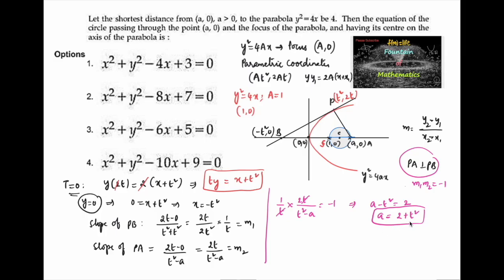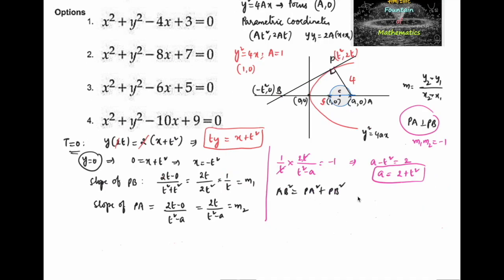So we got a in terms of t square. Let us find the value of t. So use the relation, since it is a right angle triangle PAB, it's a right angle triangle. So we have AB square is equal to PA square plus PB square.